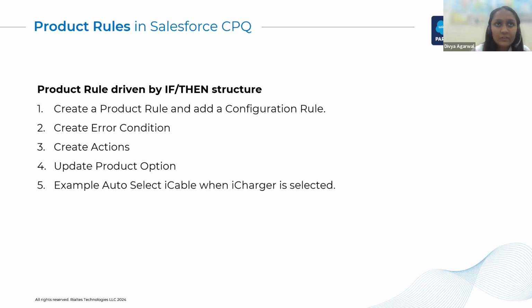For example, first we need to create a product rule by going to the product rule tab and clicking on new. Secondly, we will create a configuration rule, which means we associate this product rule to some product. Here we will associate it to the product iPad Pro. Then we create an error condition in the related tab of the product rule. Then we will create an action, then go back to the product option for which we have created it, and update it. A simple example is again the same: auto select iCable when the iCharger is selected.